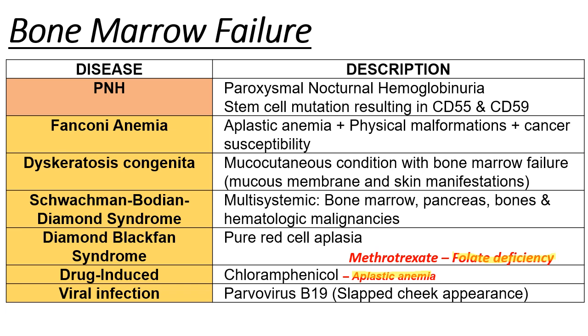Next, pwedeng ang bone marrow failure natin is caused by viral infection such as in parvovirus B19. And sa mga patient infected with this type of virus, meron ka makikita na slapped cheek appearance. So, anong itsura niyan?